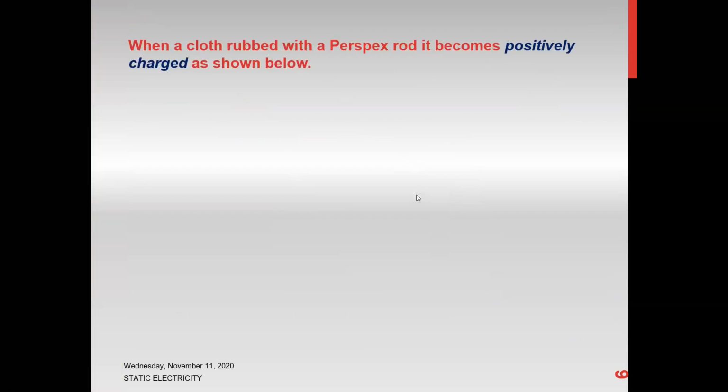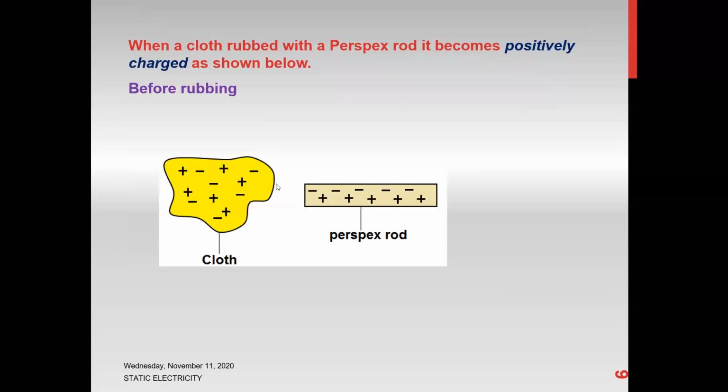For example, when a cloth is rubbed with a glass rod, the rod becomes positively charged. Before rubbing, both have an equal number of positive and negative charges, like 5 positive and 5 negative. This one has 6 positive and 6 negative. What is the net charge on the cloth? The resultant charge is zero.